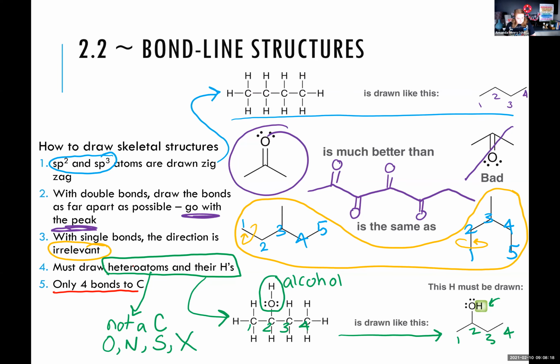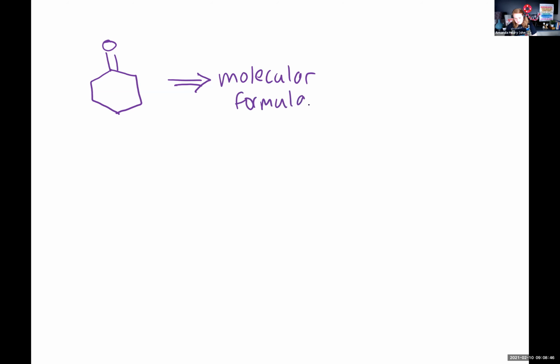So we're going to do a couple of practice problems here. We're going to do this in a couple different directions. So I'm going to start by drawing a bond line drawing, and I want us to figure out the molecular formula. So this is kind of just practicing being able to see what that structure is representing and what it contains.